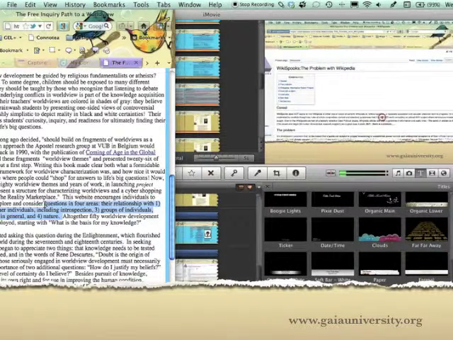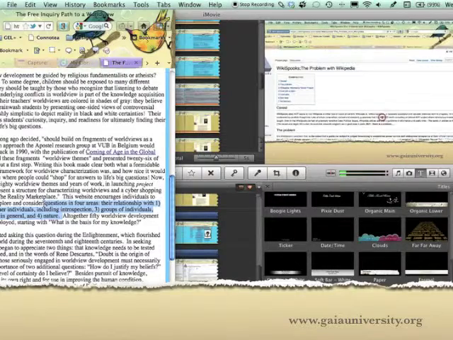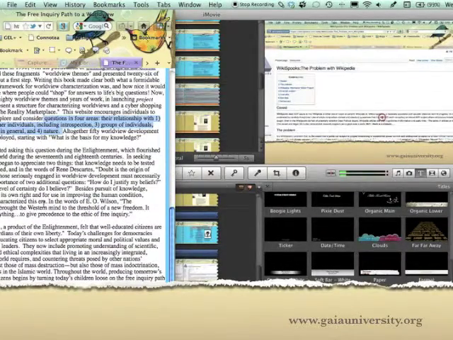This website encourages individuals to systematically explore and consider questions in 4 areas: their relationship with 1, knowledge; 2, with other individuals, including introspection, which means thinking about myself; and 3, groups of individuals, including society in general; and 4, nature. So that's a very helpful description of the way that this website is structured. Anyway, there's more to read there, but I'll leave you to pay attention to that.